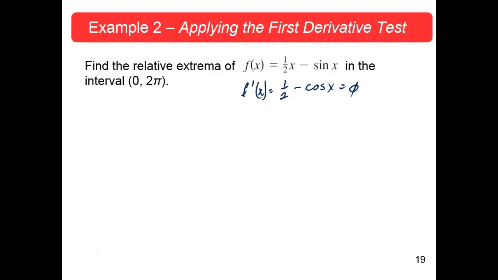Cosine is 0 at... Okay, now it's 1/2 minus cosine x equals 0. So one good thing would be to add cosine x to both sides. And that would give us, I'm going to reverse sides on you, cosine x equal to 1/2. Now the question is, what values of x between 0 and 2 pi will give you a cosine x equal to 1/2?